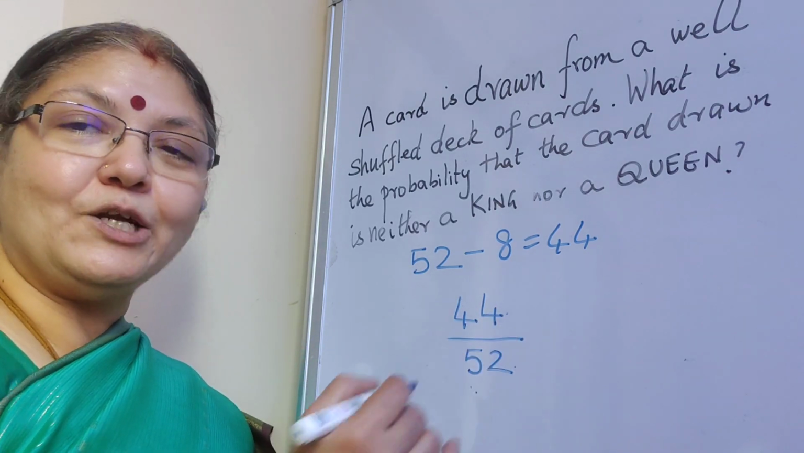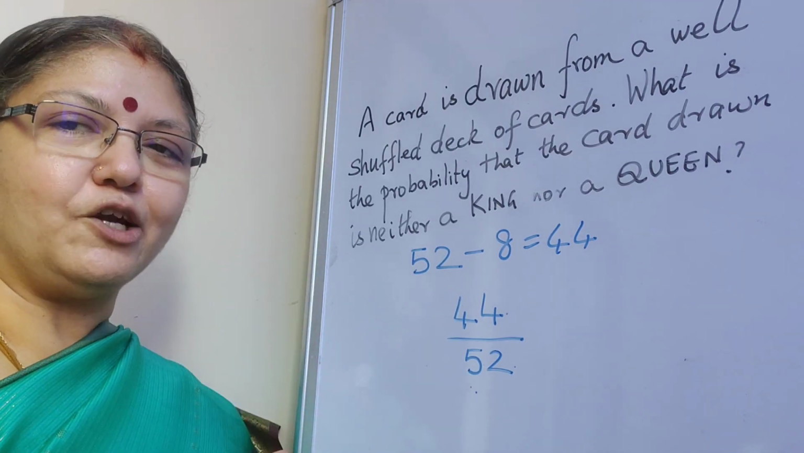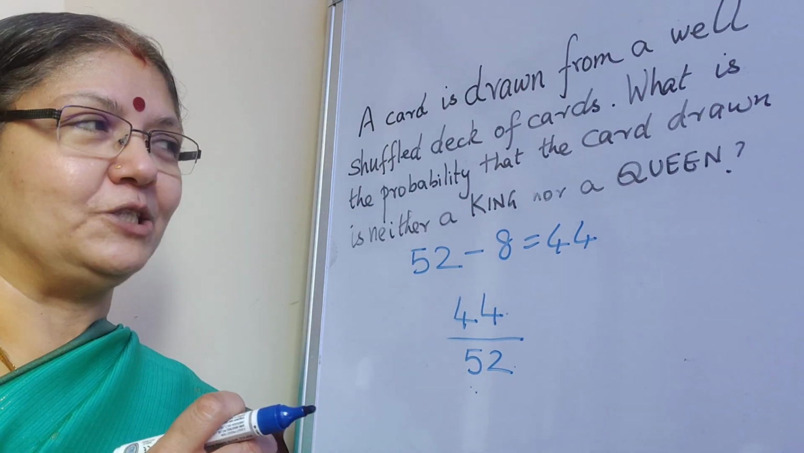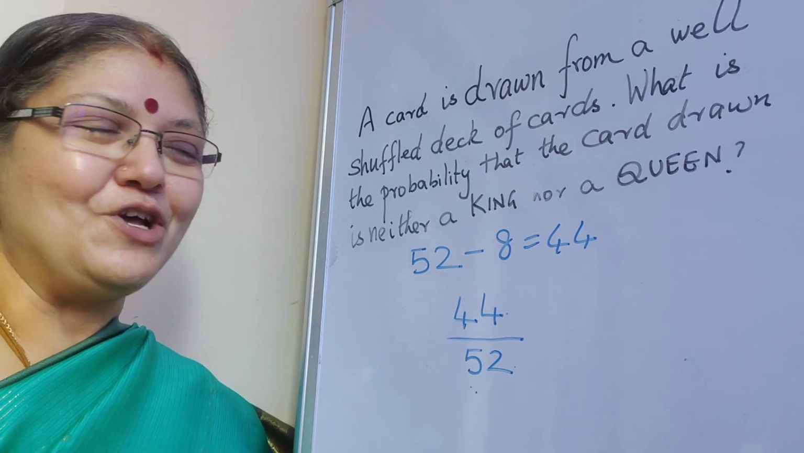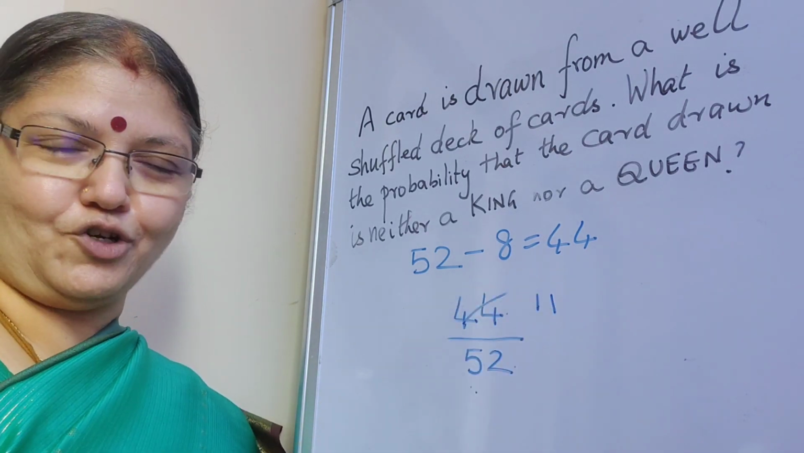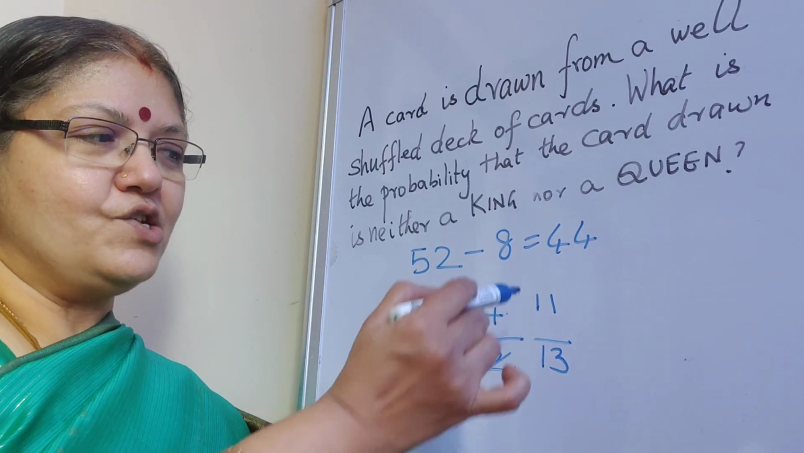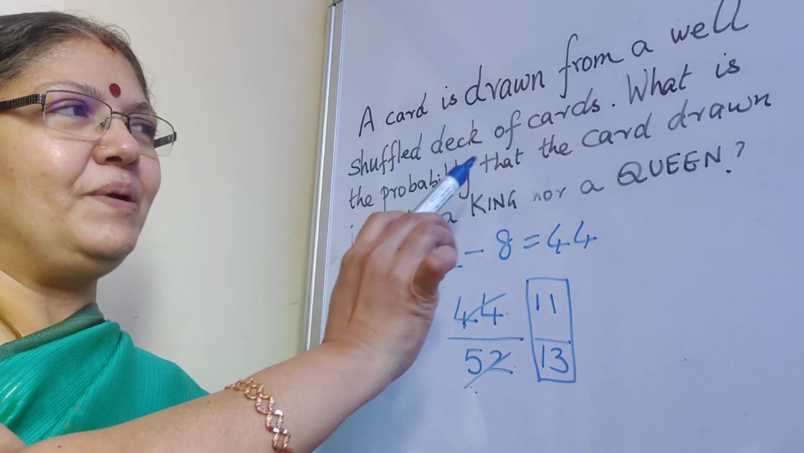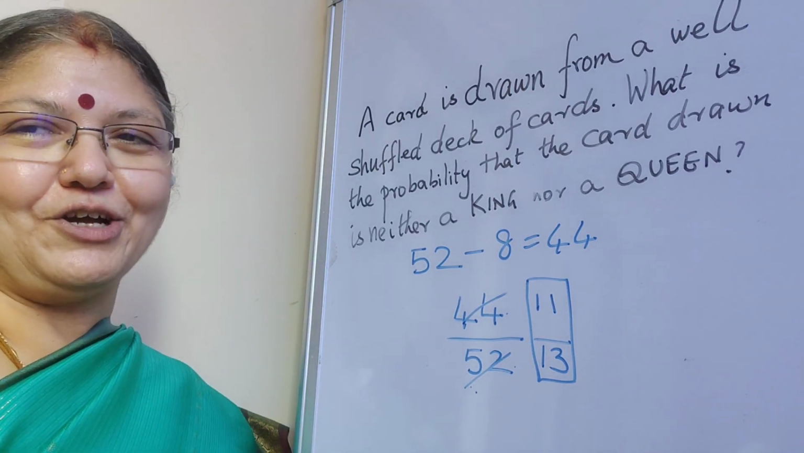So now bring it to the lowest term. Whenever you have any question, it's always good to bring it to the lowest term, because you might have this kind of a question in multiple choice, and in your multiple choice, you might not have the answer of 44 by 52. So when you bring it to the lowest, you have 4 into 11 gives you 44, 4 into 13 gives you 52. So 11 by 13 is the answer, the probability that the card which you are drawing out is neither a king nor a queen.